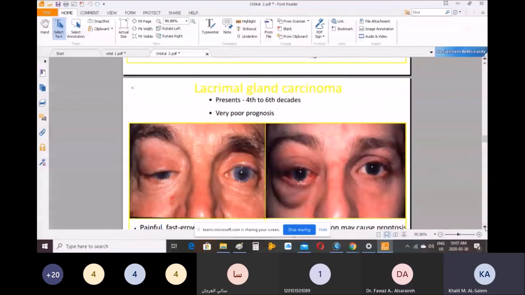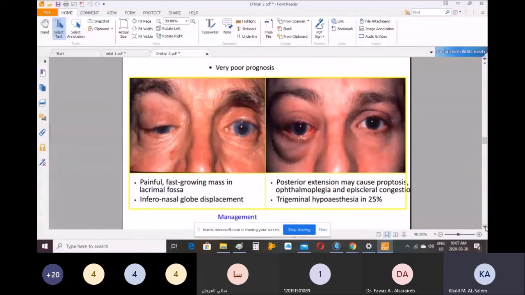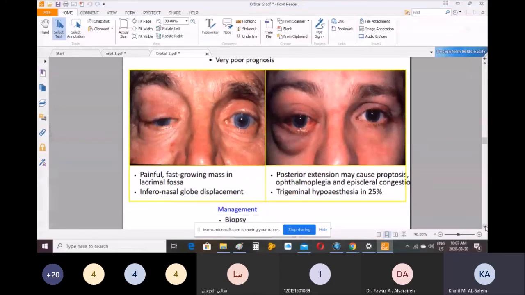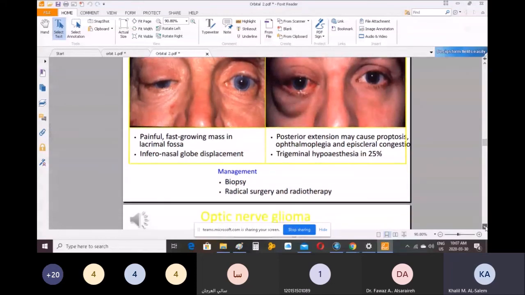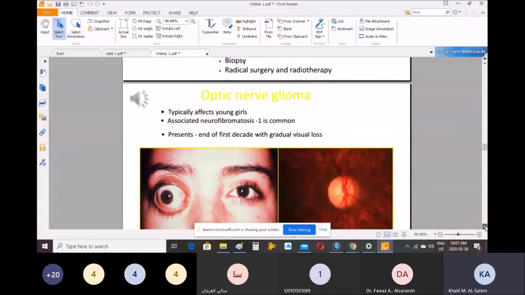Lacrimal gland carcinomas. Lacrimal gland carcinoma, which is adenoid cystic carcinoma. This really has a poor prognosis. Usually the mortality rate is high, and it's a fast-growing mass. Mortality rate can go up to 90%. So that's why early detection is very important. Excision is important. You excise that tumor early, in order to try to save the patient.